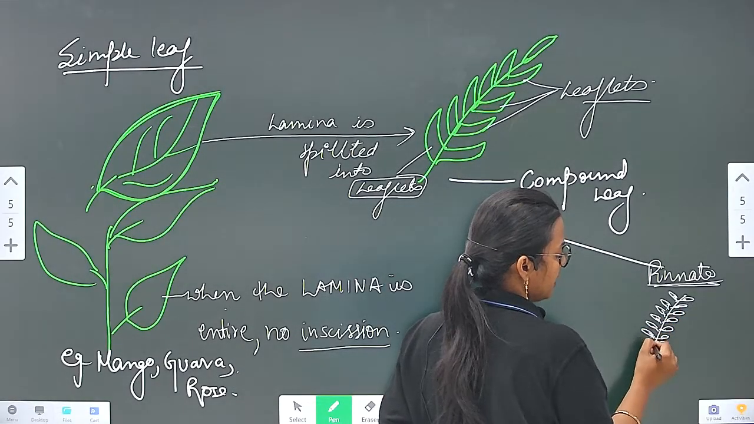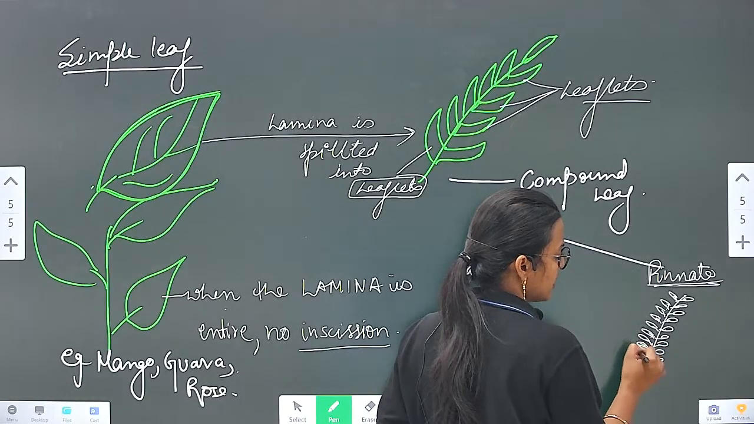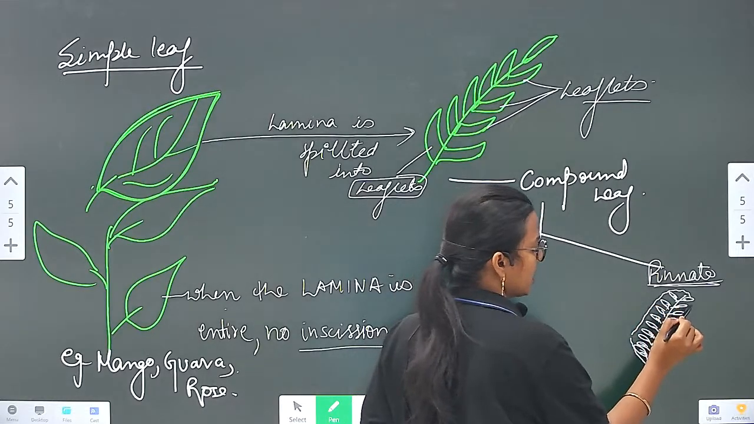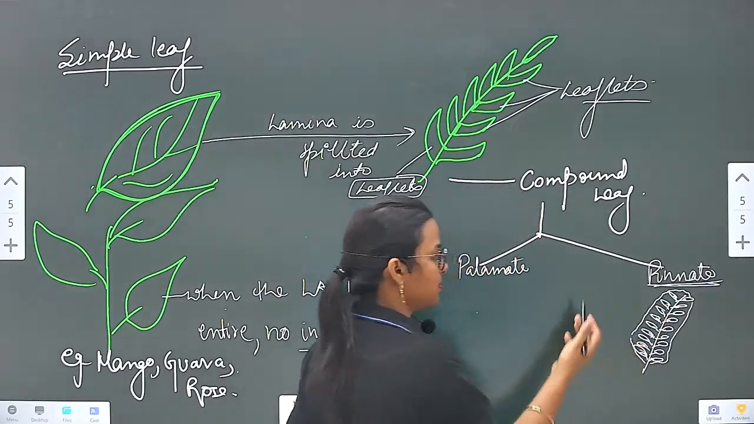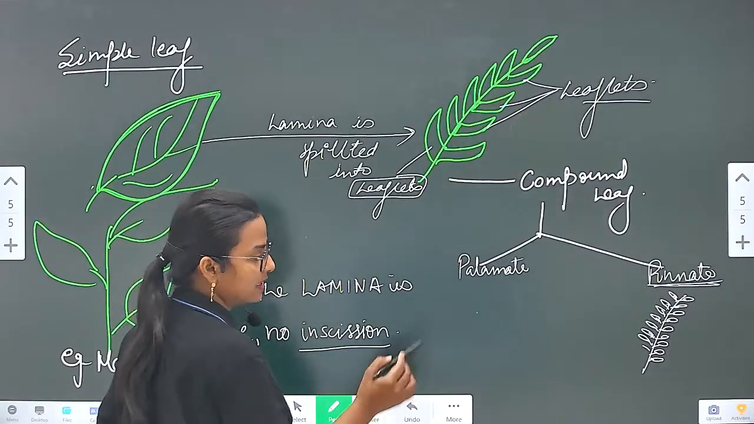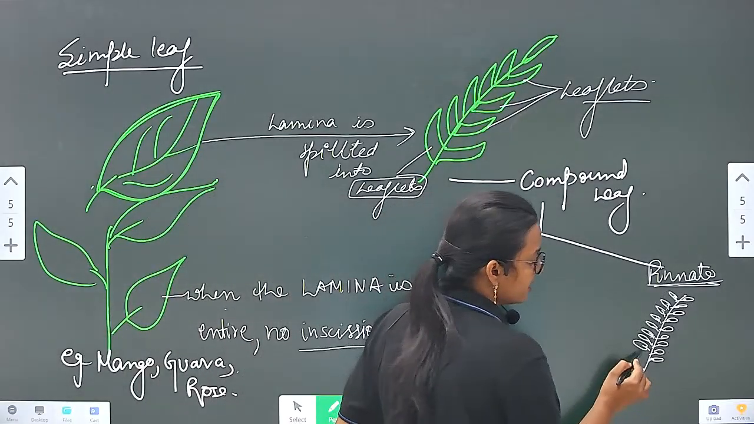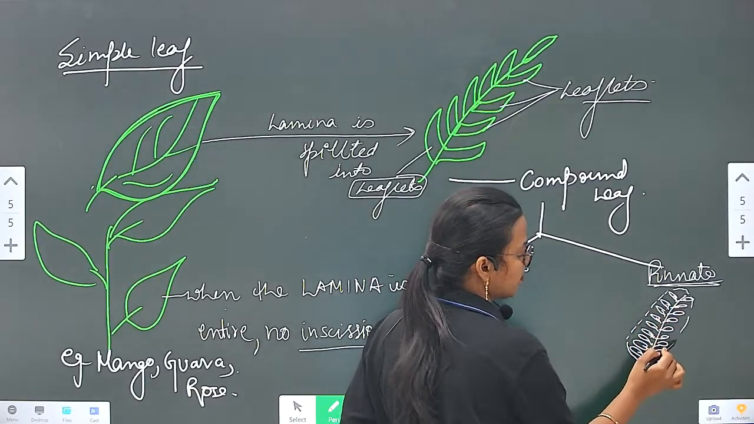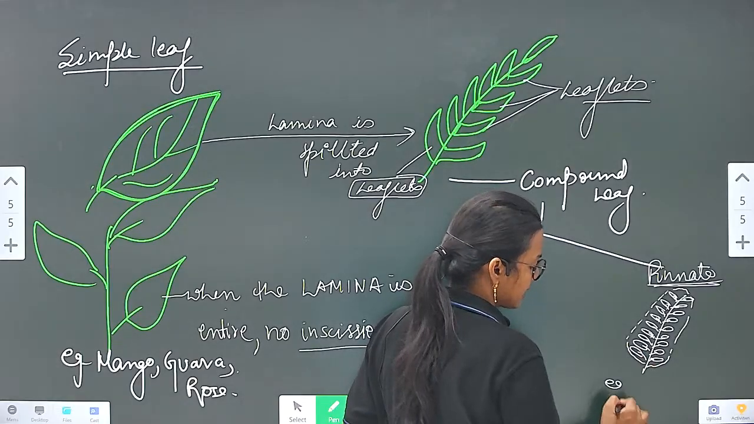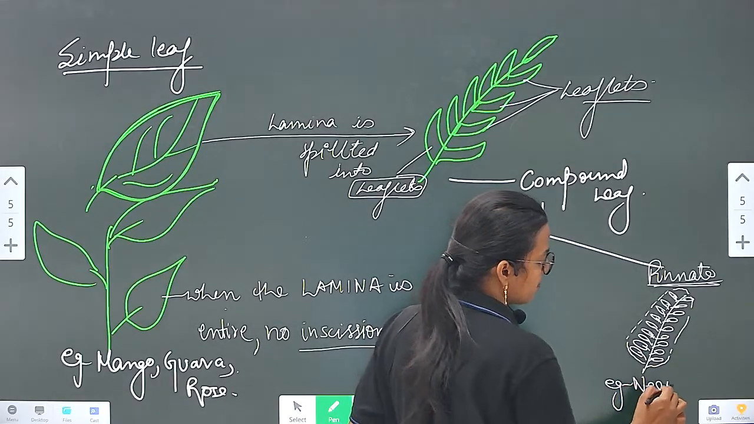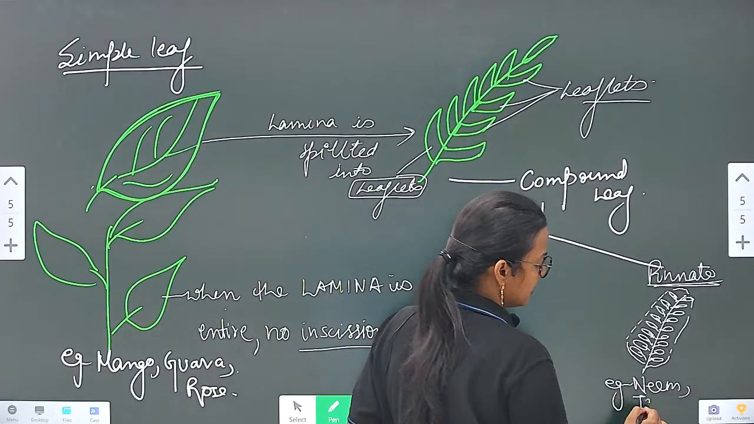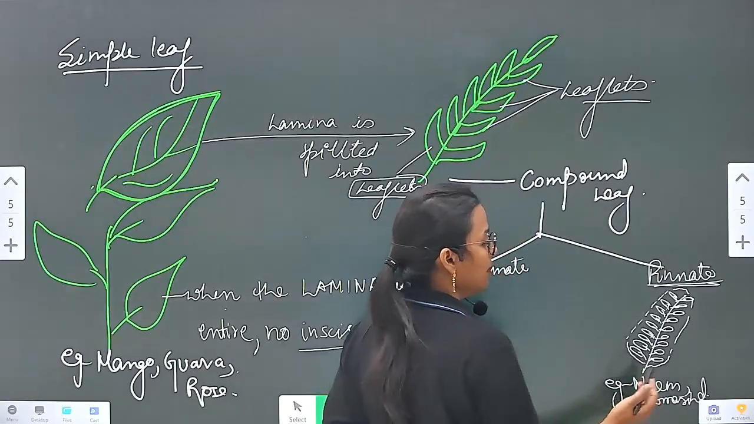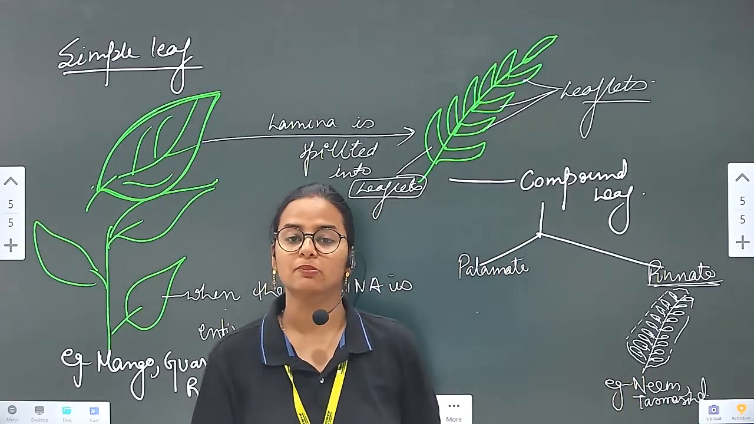Then when it is present in two rows, it is pinnately compound. See, this was one entire leaf, but now it has split into multiple leaflets. So when it is present in two rows, it is called the pinnately compound. Example, neem. Example, tamarind. Example, Mimosa pudica, the touch-me-not plant.